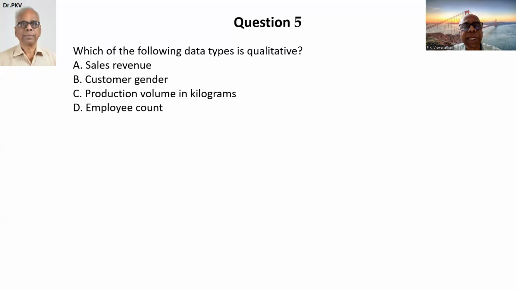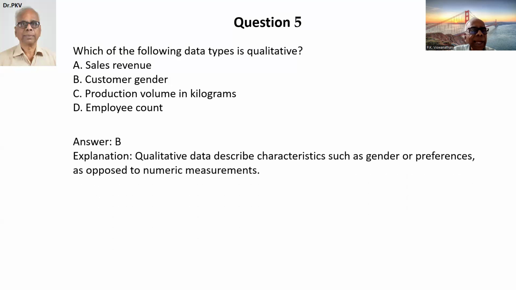Which of the following data types is qualitative? A, sales revenue, B, customer gender, C, production volume in kilograms, D, employee count. It's a fairly simple question. You should be doing it in just 2 seconds. And the answer is, let me flash it. Answer is B.